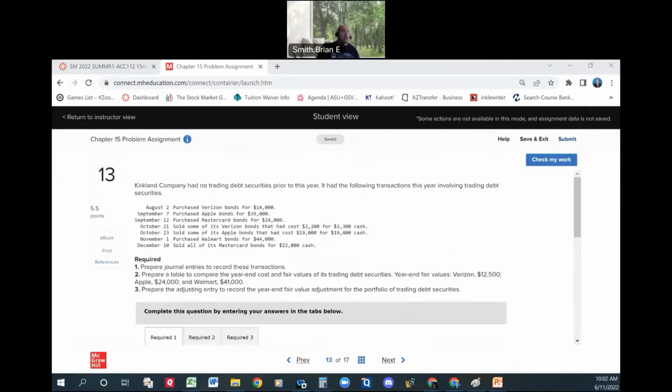So here we have Kirkland Company, which had no trading debt securities prior to this year. It had the following transactions this year involving trading debt securities. So all these are actively managed. Let's go ahead. We need to prepare journal entries to record these transactions.